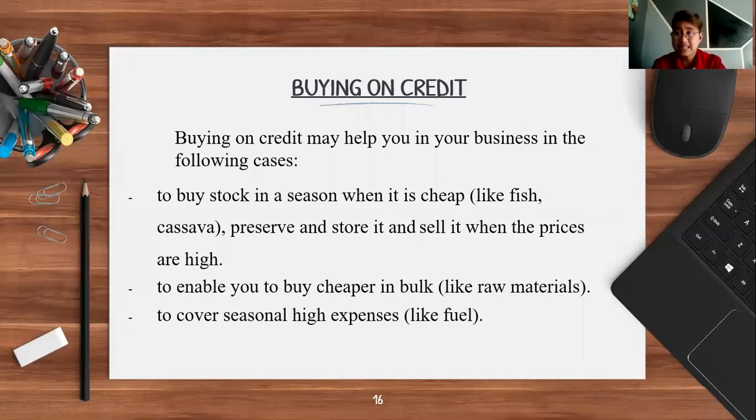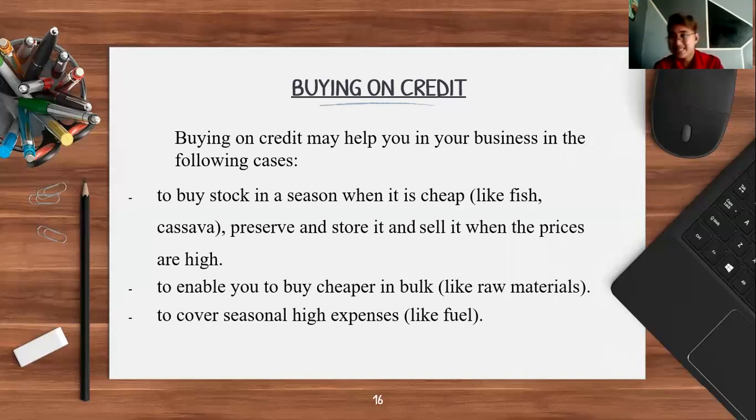So it will help us. So every time na nawawala na tayo ng stock or ng raw materials or ng inventories, we need to buy a stock in a season wherein yung raw materials na yon is mura. Okay? So for example, yung cassava, every seasonal siya. So kailan ba mura yung cassava or yung fish? So that time, bumili na tayo ng maramihang stock. Okay? So you need to preserve and store it and sell it when the prices are high.